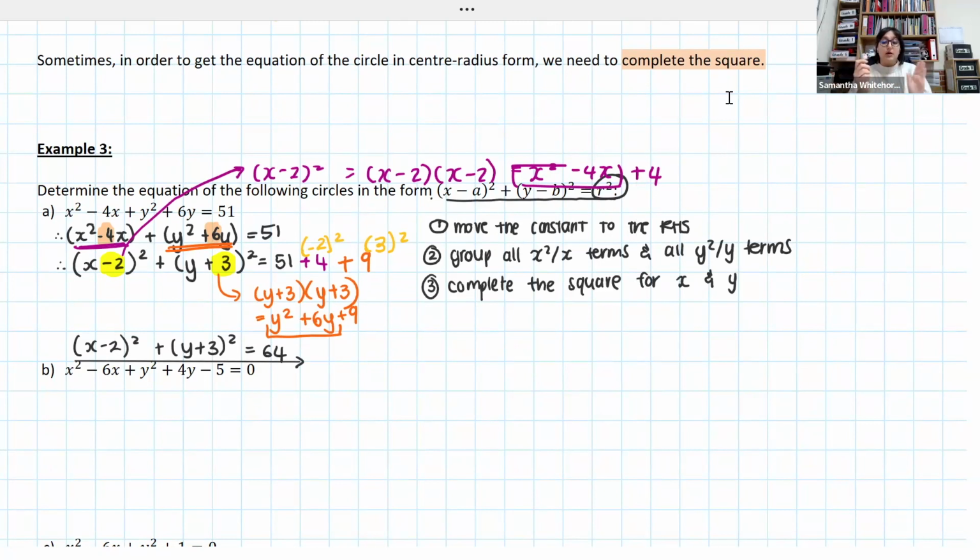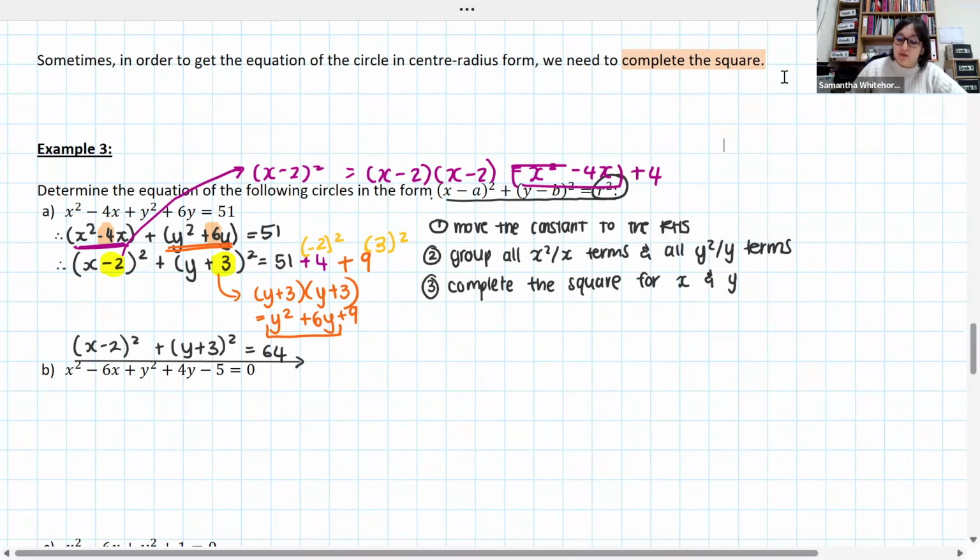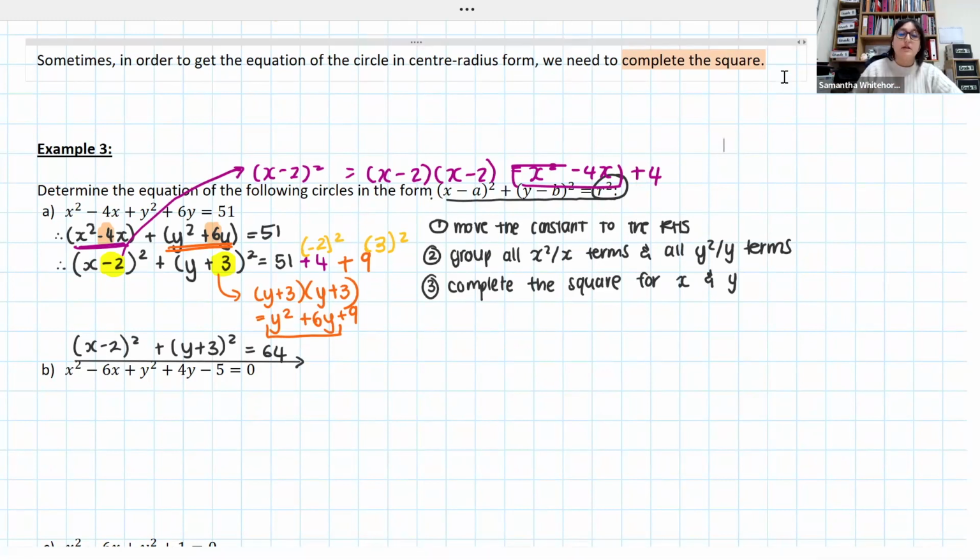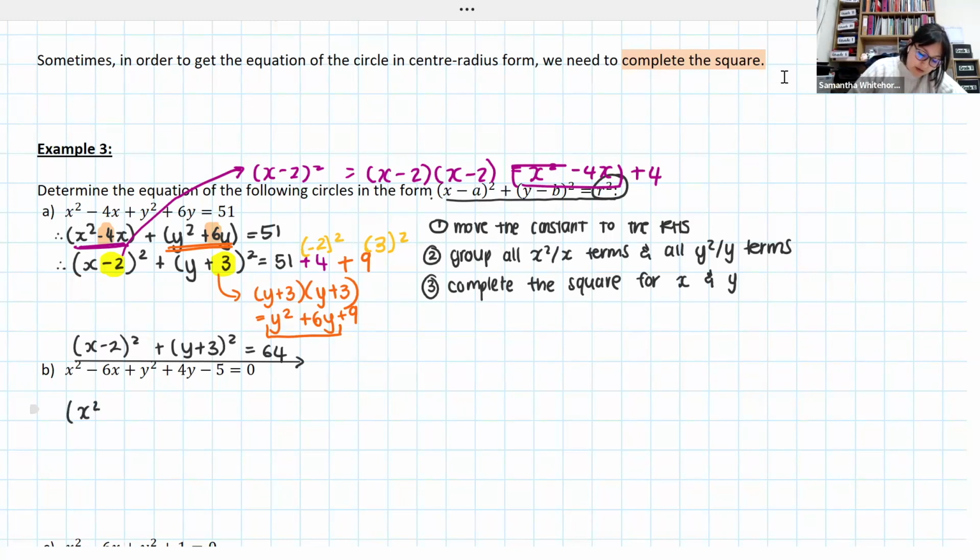And that all comes down to the fact that you have added extra terms on the left, so you've got to add those terms back on the right to keep your equation balanced. Okay, so if we look at B, I'm going to do exactly the same thing as before, except without all of the additional working out. So I've got my x squared minus 6x plus my y squared plus 4y is equal to, I move the constant over, so +5, and now I complete my square.